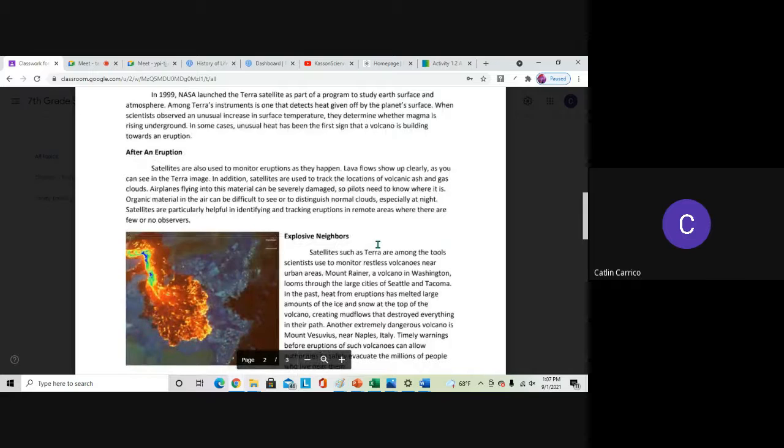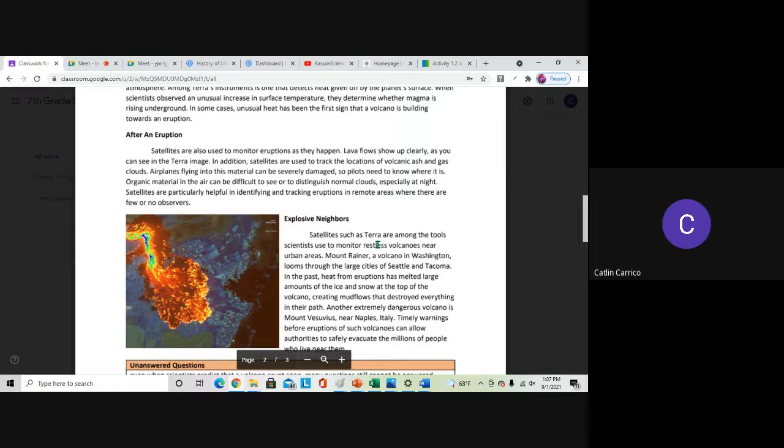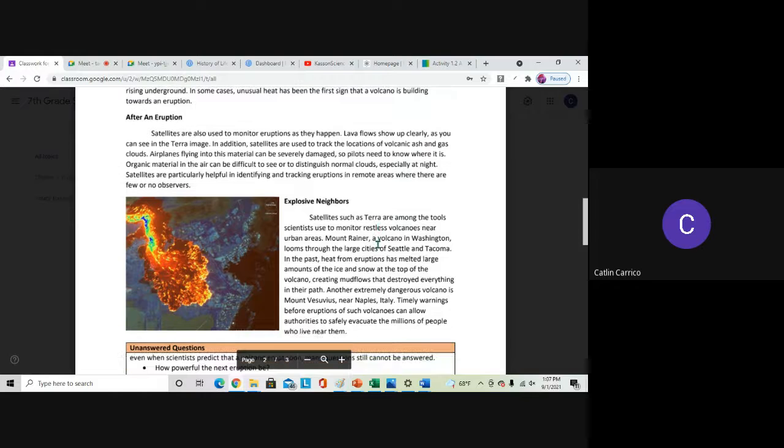After an eruption, satellites are also used to monitor eruptions as they happen. Lava flows show up clearly, as you can see in the Terra image below. In addition, satellites are used to track the locations of volcanic ash and gas clouds. Airplanes flying into this material can be severely damaged, so pilots need to know where it is. Ash clouds can be difficult to distinguish from normal clouds, especially at night. Satellites are particularly helpful in identifying and tracking eruptions in remote areas where there are few or no observers.